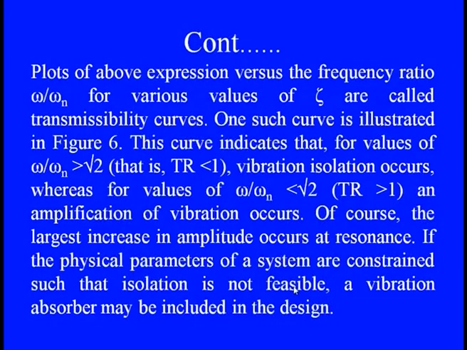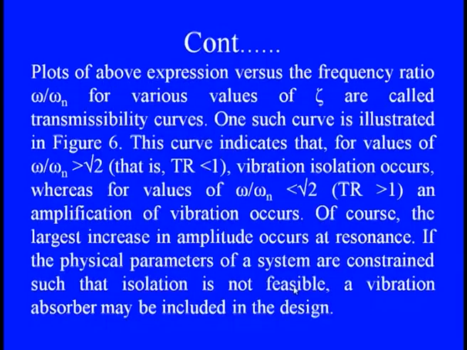So we can say the transmissibility curve can be straightaway drawn based on the characteristic feature of these two ratios. When omega by omega n, the frequency ratio, is greater than the square root of 2, or we can say 1.414, then the excitation frequency relative to the natural frequency is greater than some value, which means vibration isolation is an effective way, because ultimately we are trying to reduce the transmission and it is being effectively done.